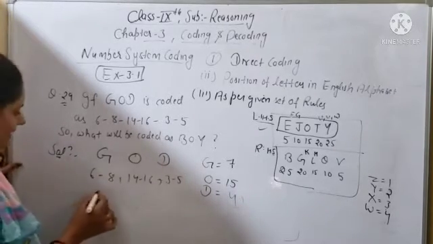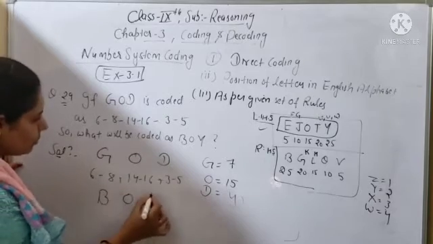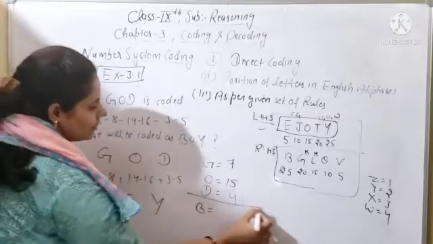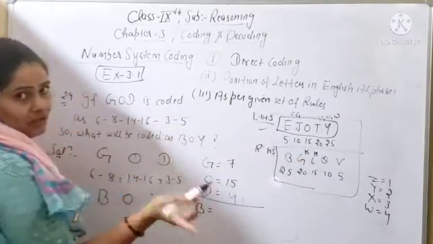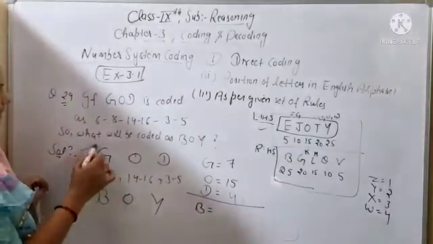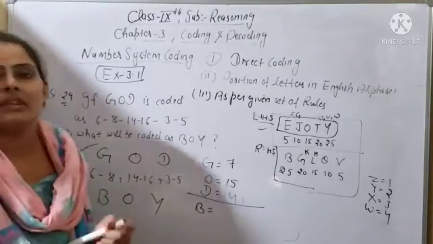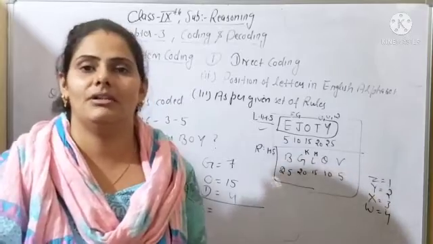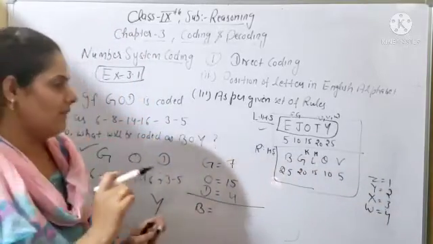Clear? Now in the same way you have to find out the position of BOY. First you can write the letters. What will be the position of B? Since in the first one you started from the left hand side, it means in the answer also you have to find the numbers the same way. This one also you will start from the left hand side, beta.